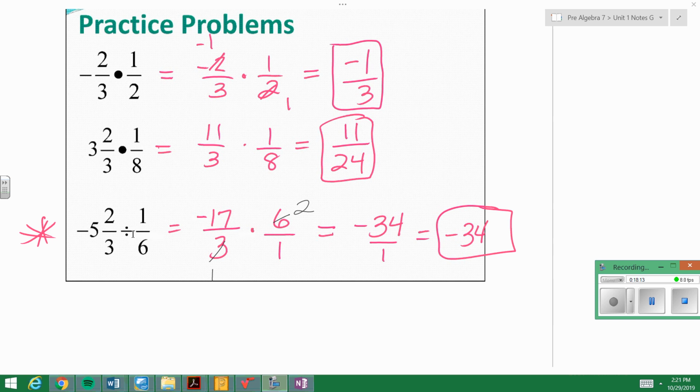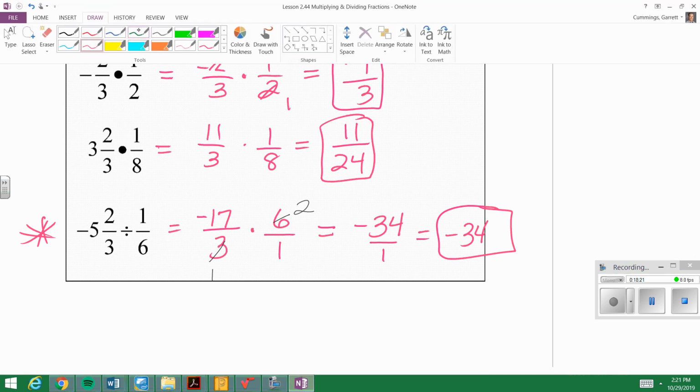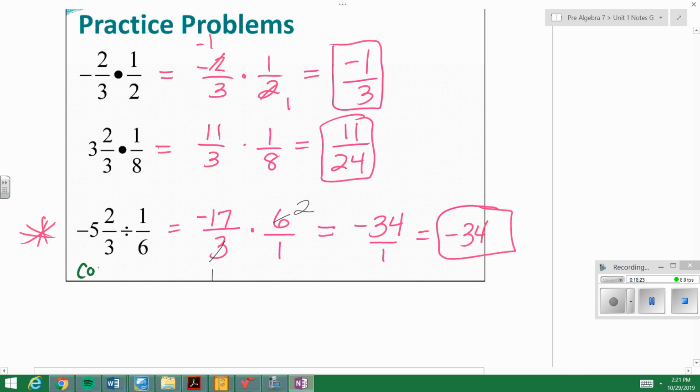And then I'm going to multiply by the reciprocal of the divisor. We're going to copy, change, flip. Copy, and we're changing the sign to multiplication. And then we're going to flip to the reciprocal, okay? It is simply that fraction upside down.